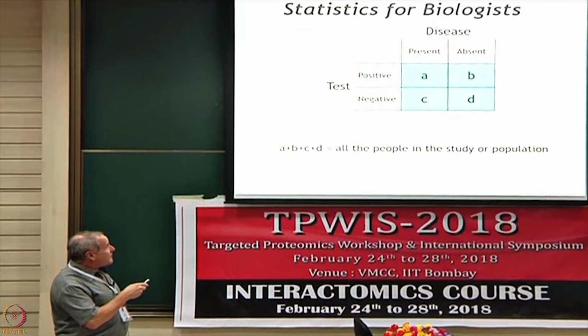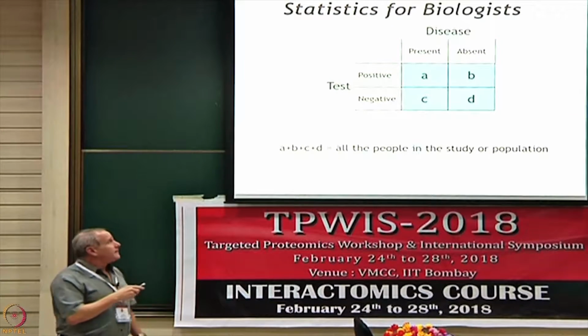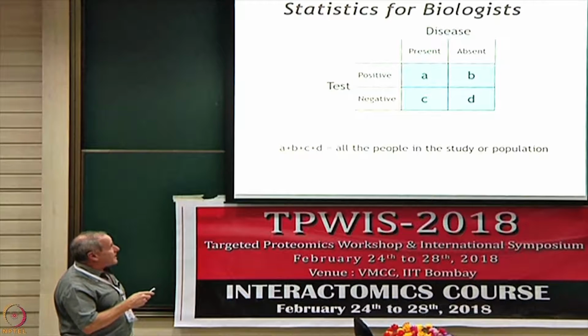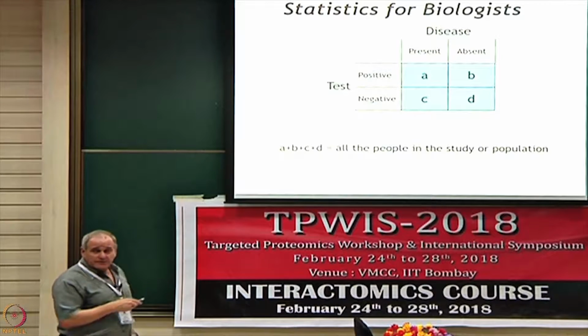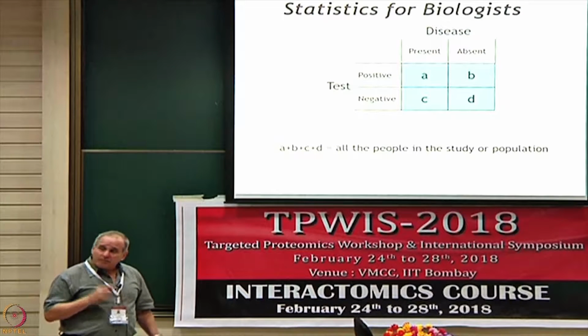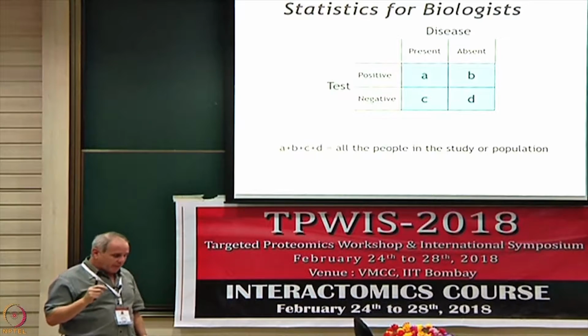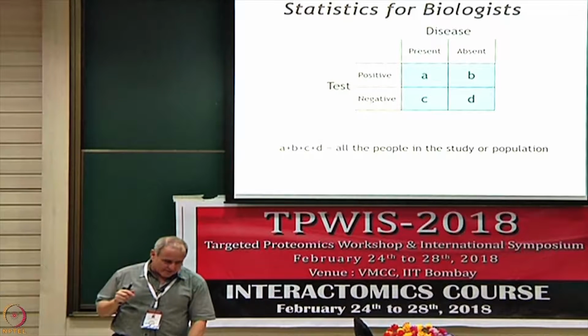The test can either have a positive result or it can have a negative result. Ideally, we want the positive result to tell us when the disease is present and the negative result to tell us when the disease is absent. Okay? But as you know, nothing is ever perfect. So let's look at the possible cases.